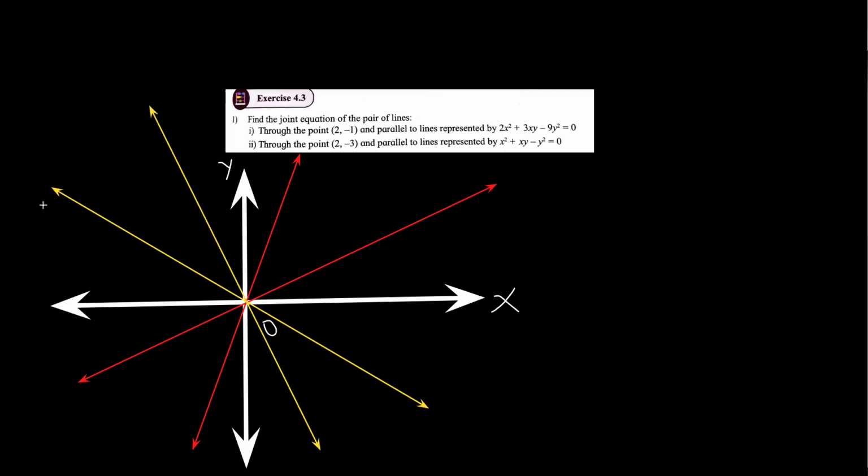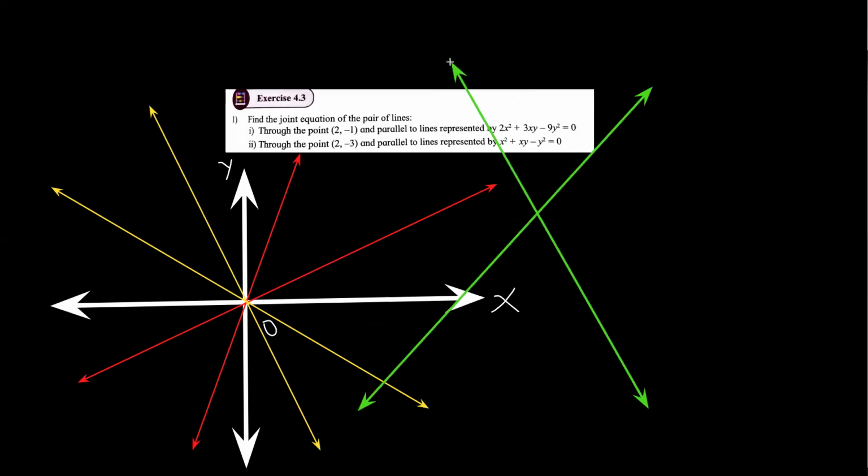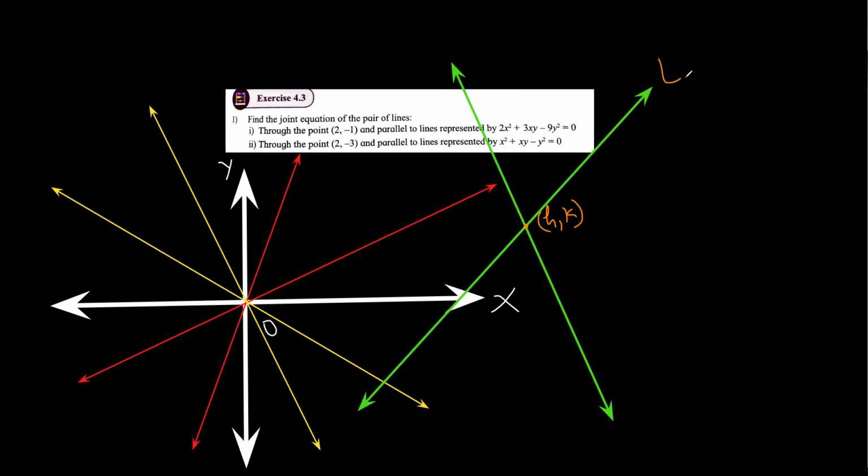We understand that if the lines are passing through the origin, they are a special kind of pair of lines. But these two lines are not passing through the origin. They are intersecting each other at some distinct point which is not the origin, say the point H comma K. The point of intersection of these two lines, here I had written L1, L2, L3, L4, so this is L5 and L6. These two lines are a pair of lines and they are not passing through the origin. They are passing through H comma K.